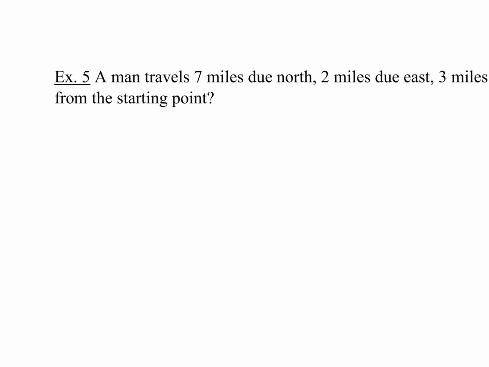Okay, so for number 5 here, we have a man who travels 7 miles due north. So I'm going to just start off right here. We've got 7 miles north, so I'm going to label this as 7 miles. And then 2 miles due east. Okay, so I'm going to just draw this out. We've got 2 miles east.